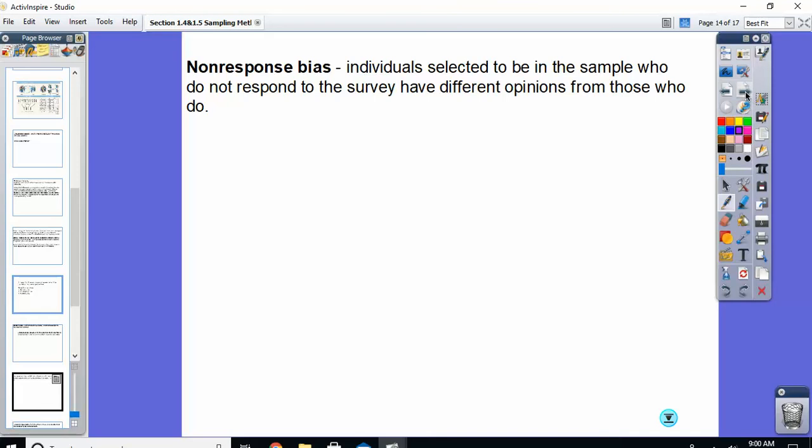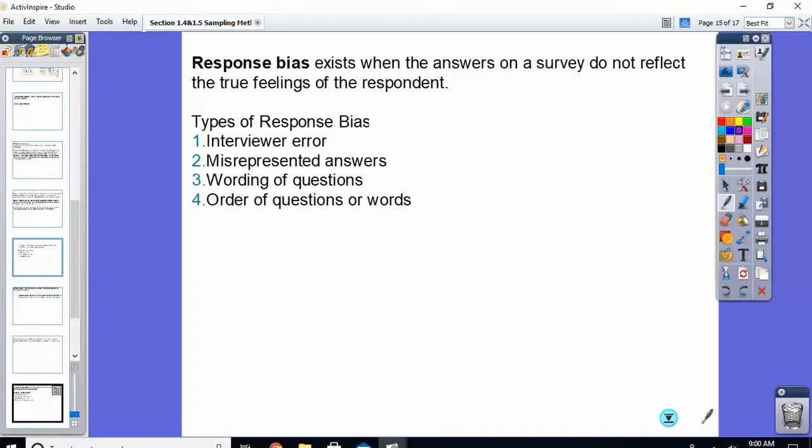You might have to pause this to write down some of your definitions. Please do so. The third type is response. You picked a good sample. People are responding to you, but their responses actually don't reflect their true feelings. And so this can happen a couple different ways. The first is interviewer error.